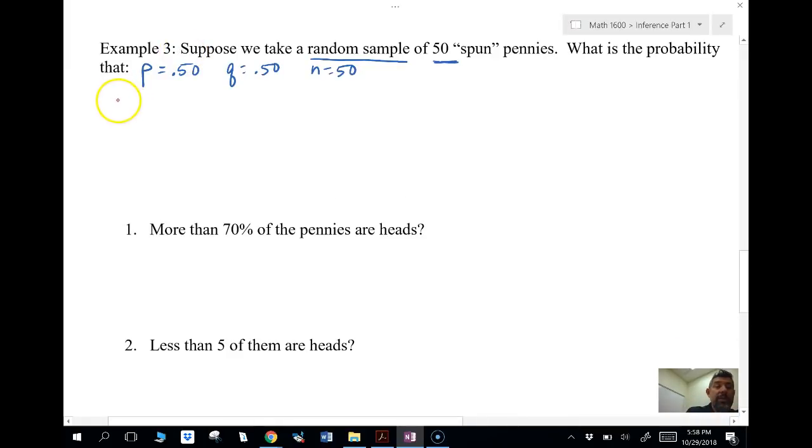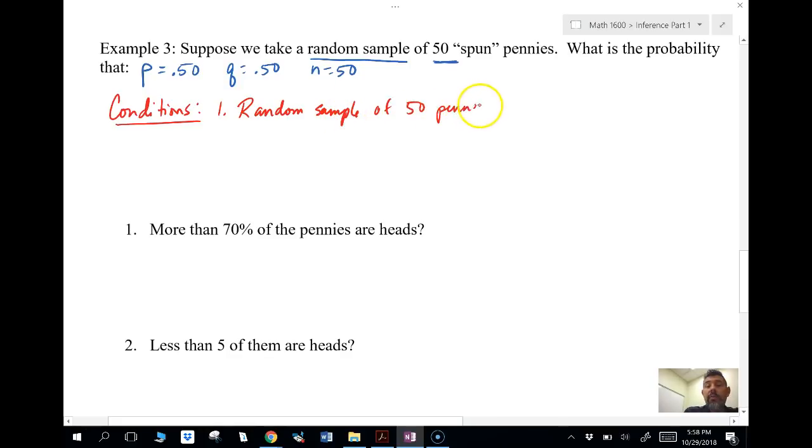Now I'm going to write my conditions out. These are my conditions for inference. Again, we're doing inferential statistics here, so we're doing sampling distributions. My first check is that I have a random sample of 50 pennies. I really recommend that you write down the context you're dealing with. Don't just write random sample. The second one is our check for independence, or our check for less than 10%.